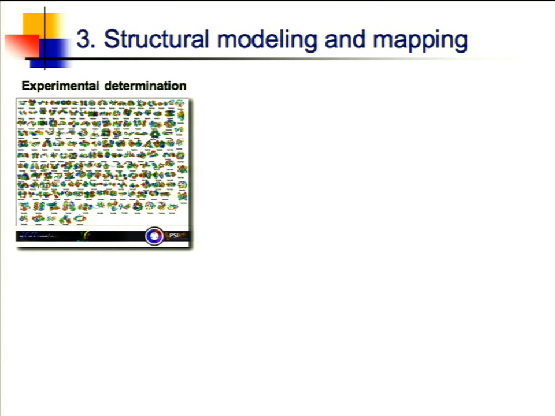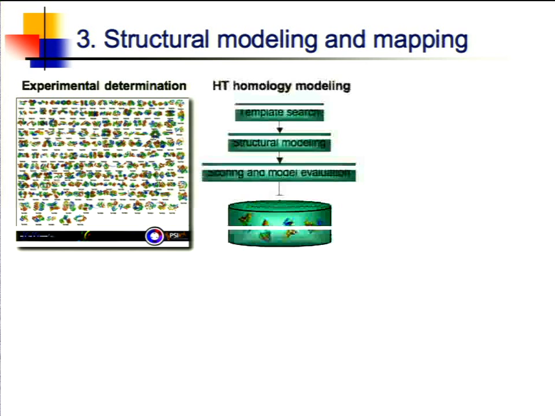The first is experimental methods. Thanks to the efforts in protein structural initiatives, especially the Joint Center for Structural Genomics, the Thermotoga maritima genome is now covered with more than 300 different protein structures. So we have a large amount of structural data we could work with and try to map into the metabolic network.